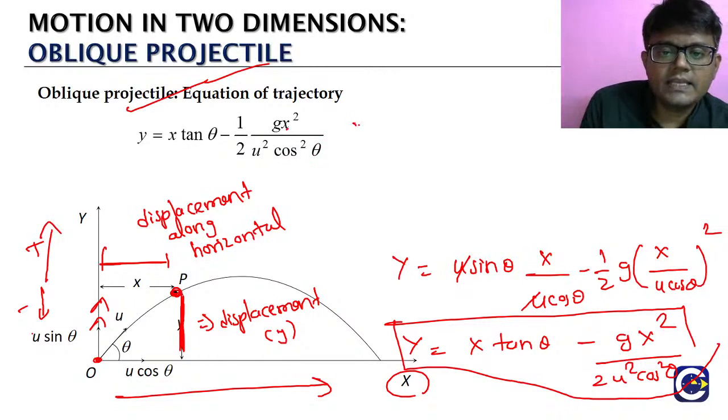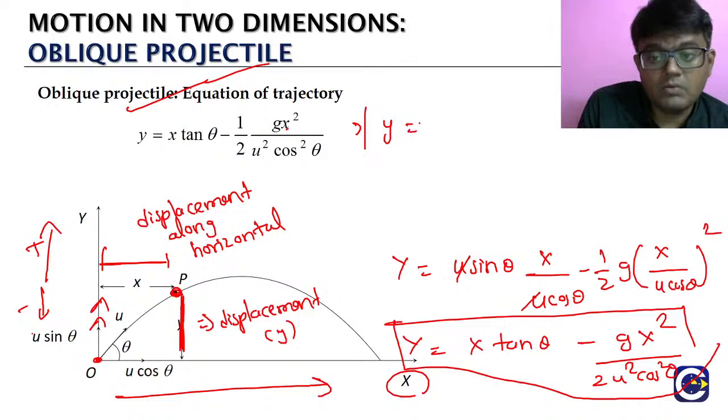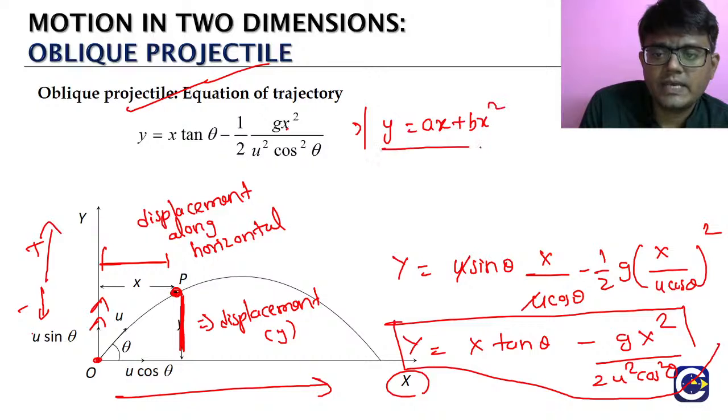If you look at the normal equation of any parabola, it will be like this: y is equal to, either ax plus bx square type.